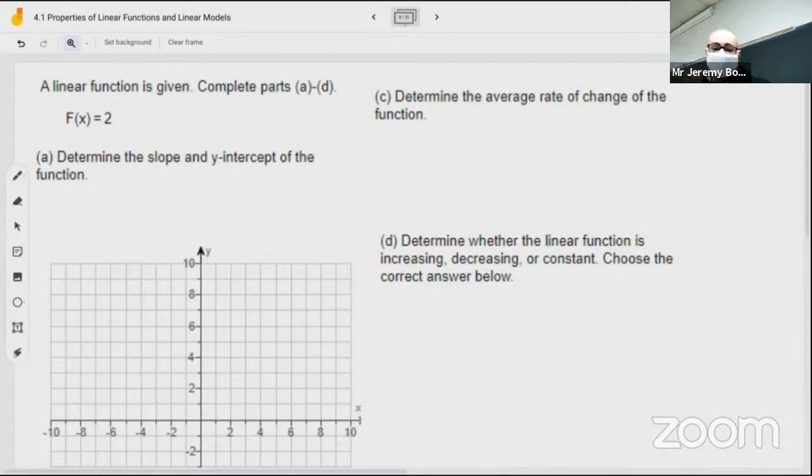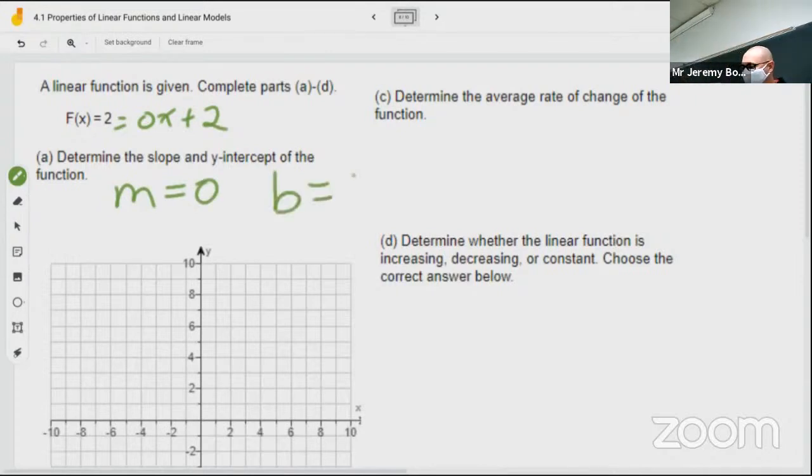And so the slope of this one, anybody knows what the slope of this one is? Oh, remember this is the same thing as 0x plus 2. So the slope here is just 0. And then my y-intercept is going to be at constant, just like before, so just 2.